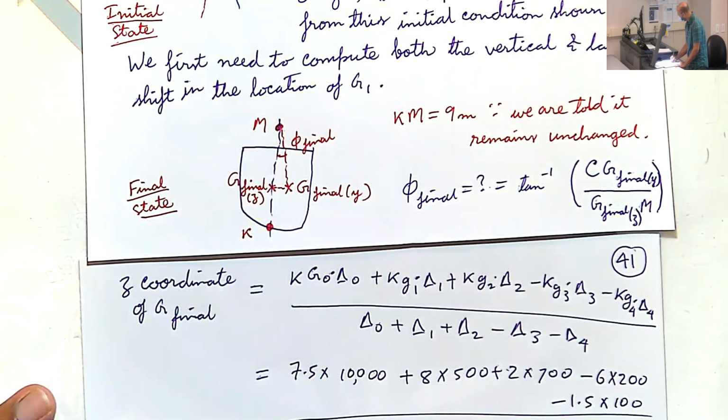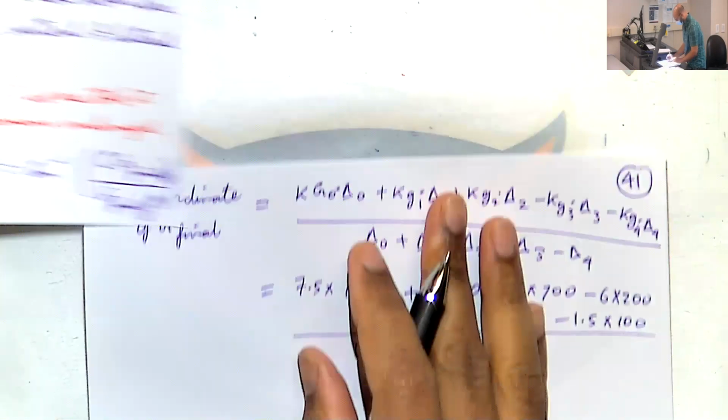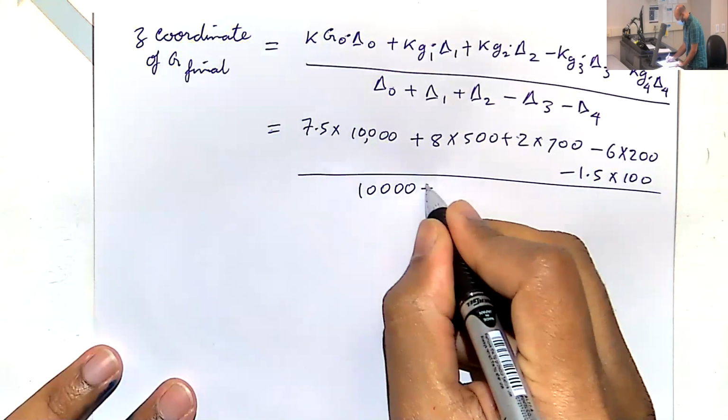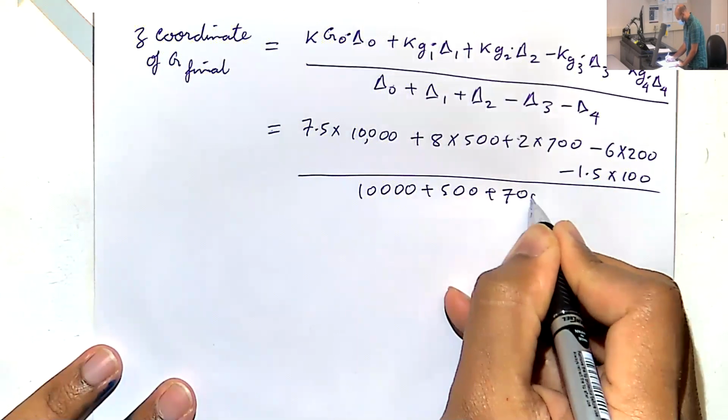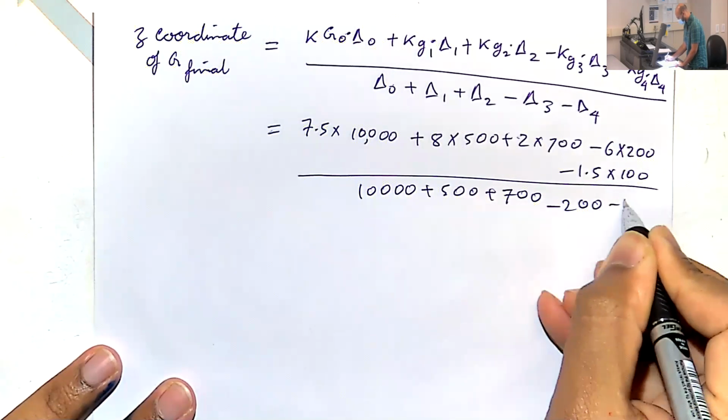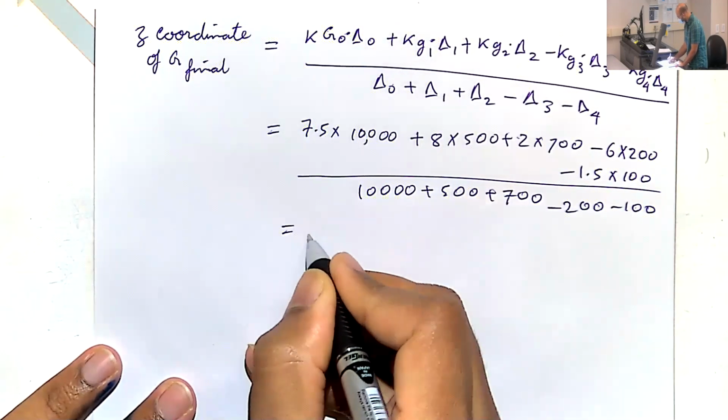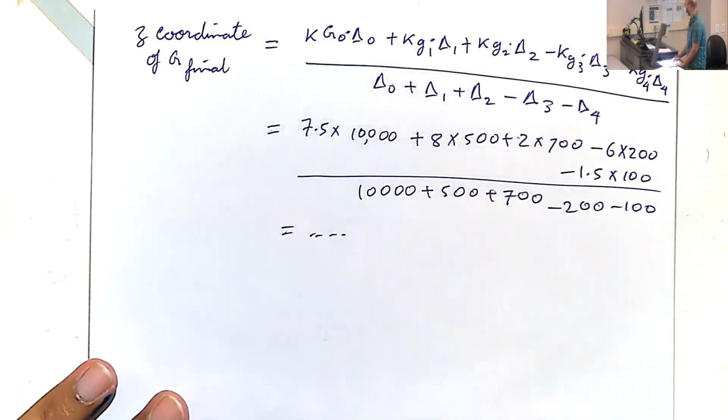over 10,000 plus 500 plus 700 minus 200 minus 100 and whatever number you get here.